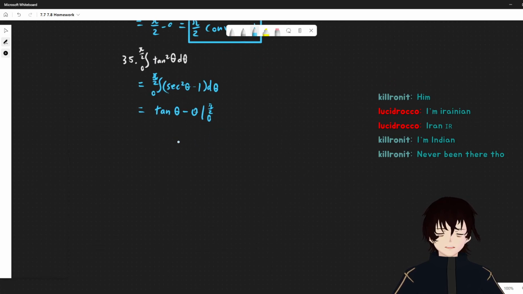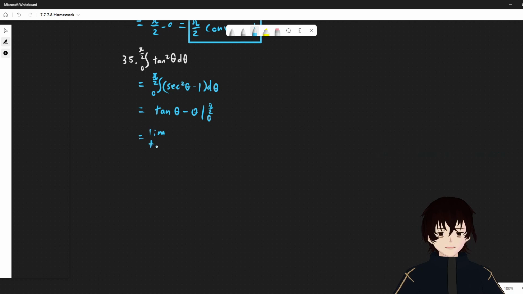Anyways, we're going from 0 to pi over 2. Tangent of 0. Sine of 0 is 0, cosine 0 is 1. So that's... Hang on. Tangent of pi over 2. Cosine pi over 2 is 0. Oh no. We gotta take the limit. Limit as t approaches pi over 2 from the left of tangent theta minus theta from 0 to t.